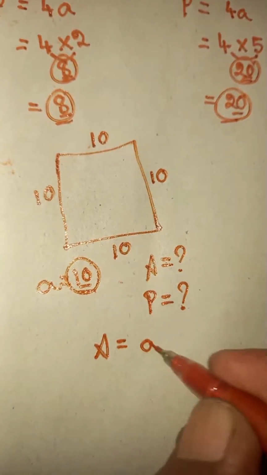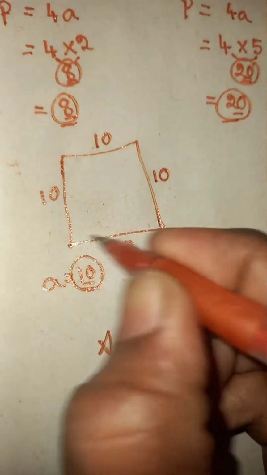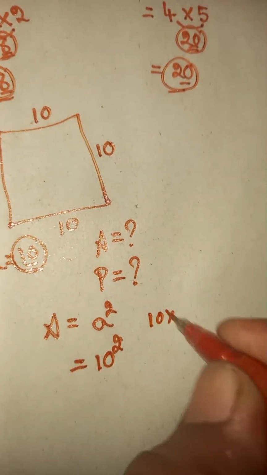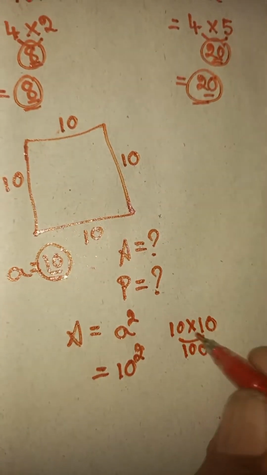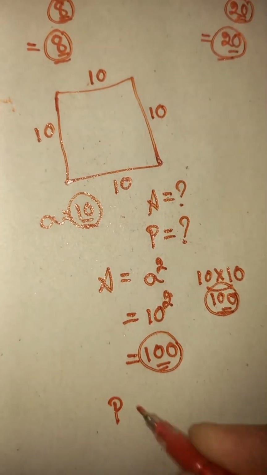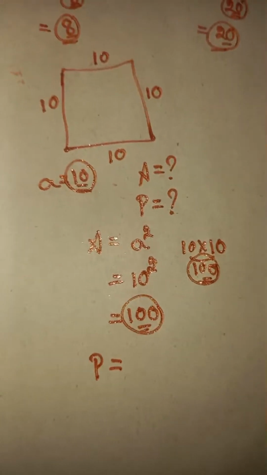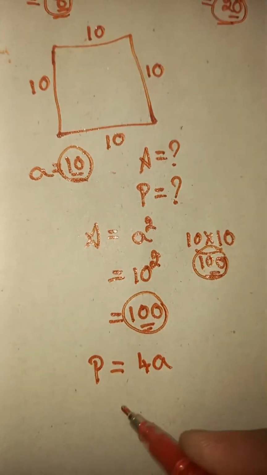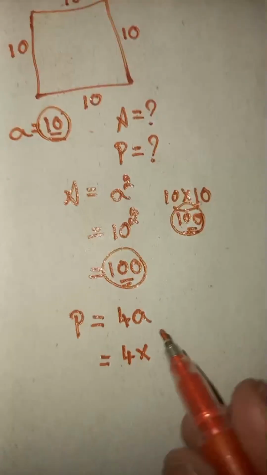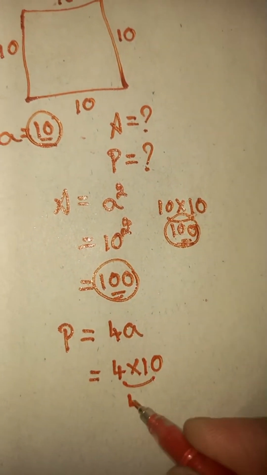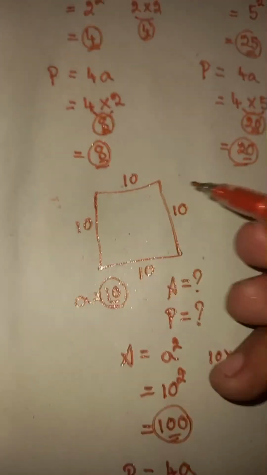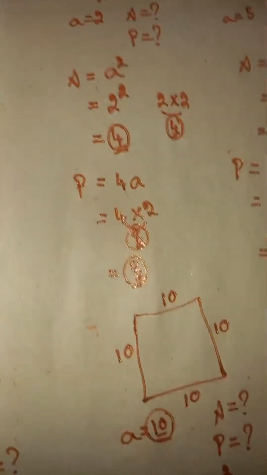Area of the square is a squared. Here the side length is 10 units, so it becomes 10 squared. 10 times 10 is 100, so this is going to become 100 square units. Let's find out the perimeter. Here the perimeter is 4 times the side length, so that is going to become 4 times 10 units. 4 times 10 is 40, so 40 units is the actual perimeter of this square.